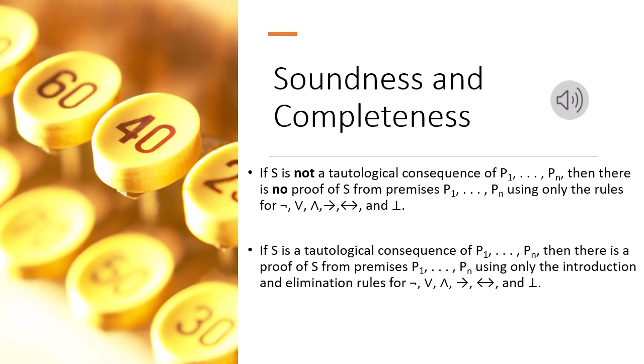Then you can be sure that there is a proof of S from the premises P1 through Pn using only the introduction and elimination rules for negation, disjunction, conjunction, the conditional, the biconditional, and the contradiction symbol. Okay, and again, it's a detailed proof, so it'll take most of the video for our next module.